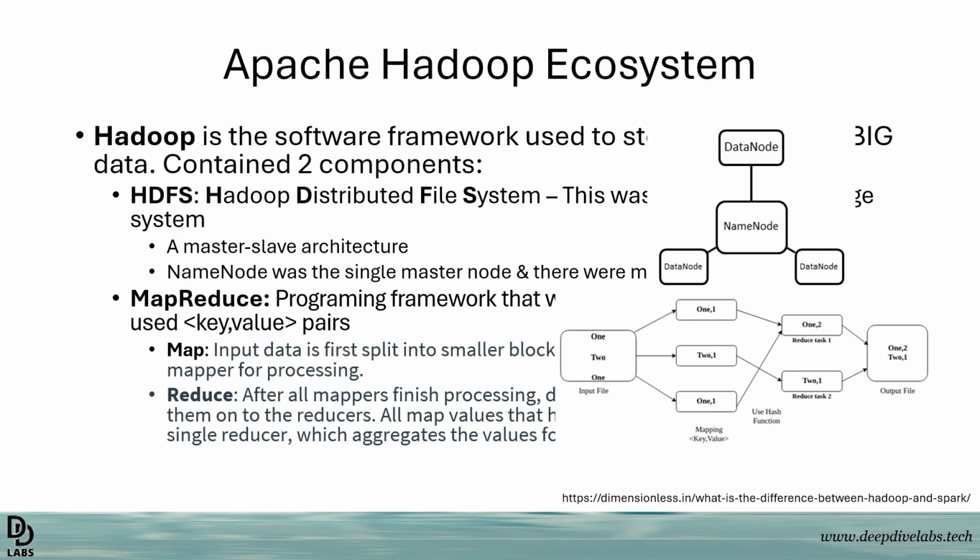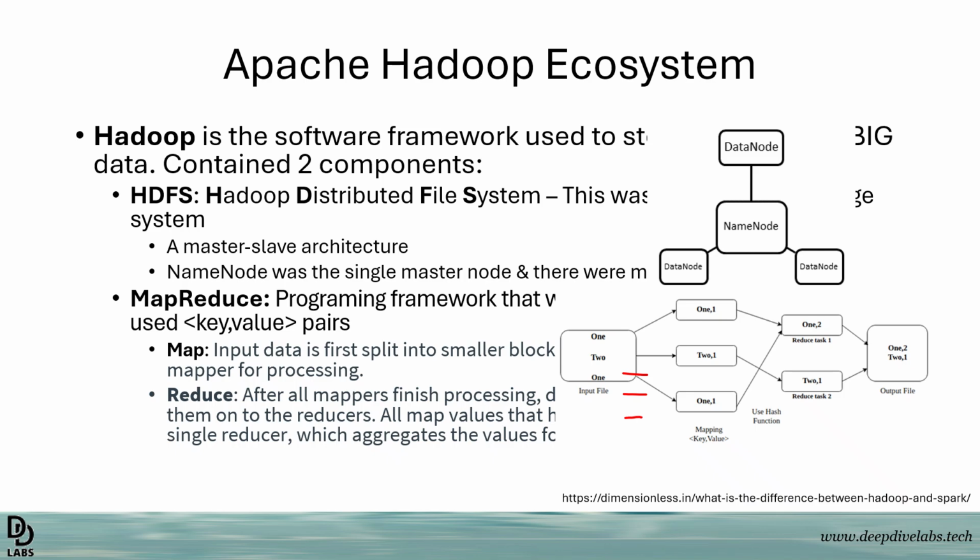Reducing is essentially the aggregation step. After all the mappers finished processing, data was shuffled and sorted before passing on to a single reducer. All map values that had the same key were assigned to a single reducer, which aggregates the value of that key. So if we were to count the number of words in this document, there are multiple words. This is a simplified example.